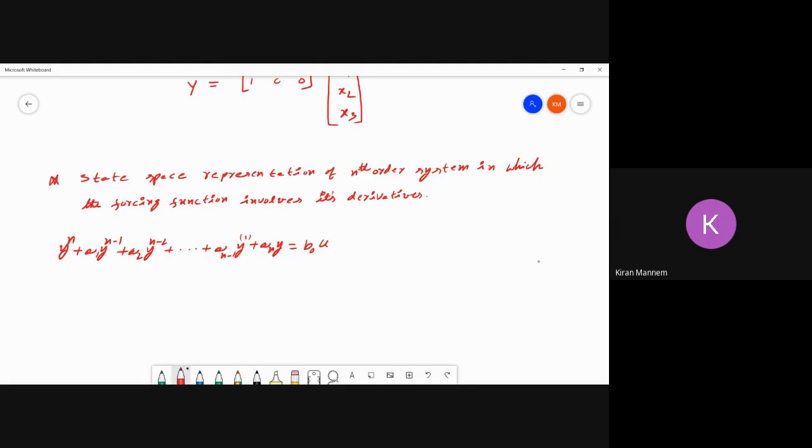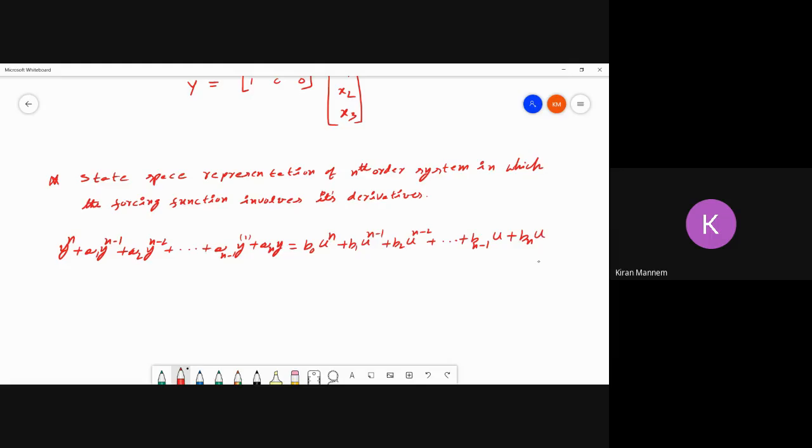b naught into u to the power of n plus b1 into u to the power of n minus 1 plus b2 into u to the power of n minus 2 plus b n minus 1 into u to the power of 1 here plus bn into u, right?